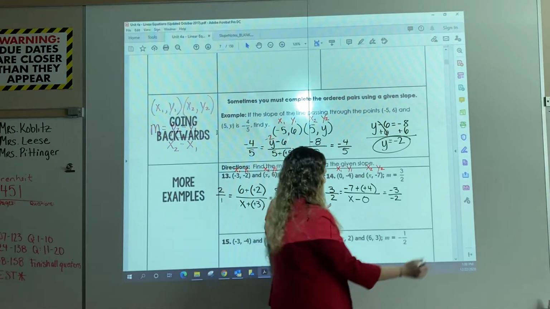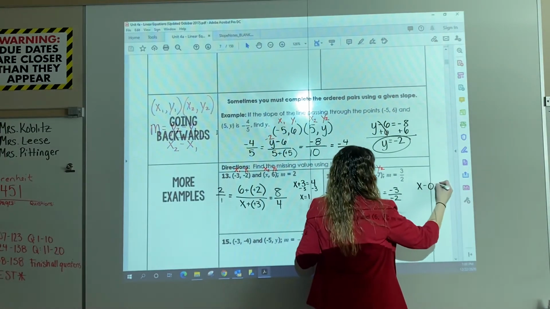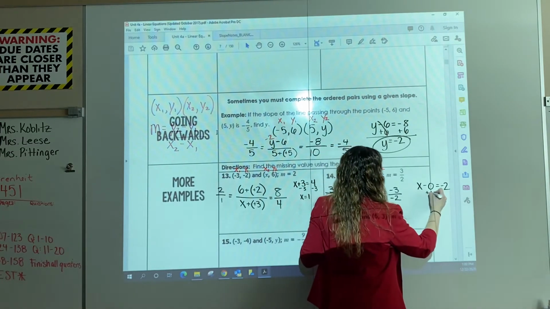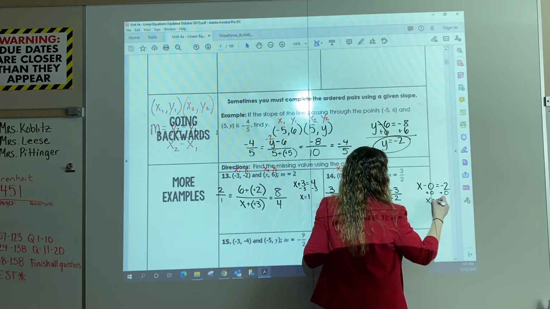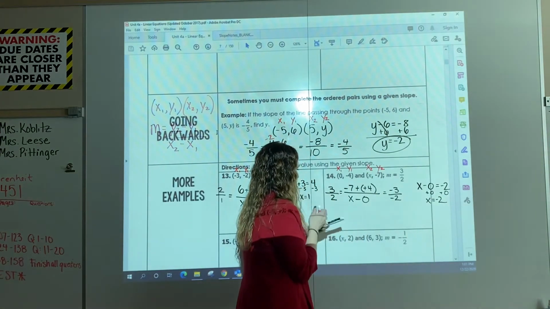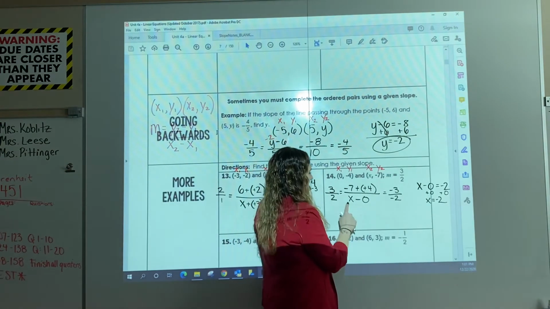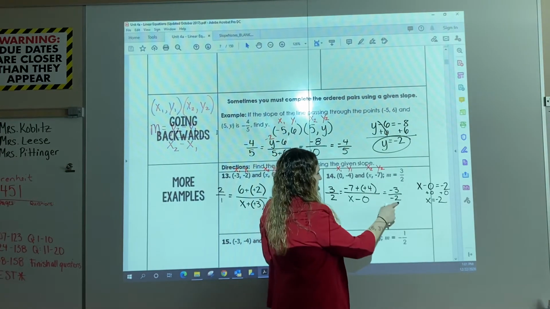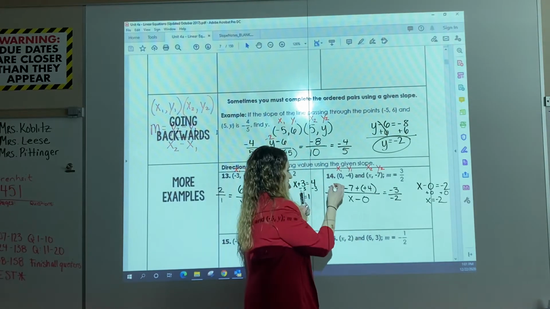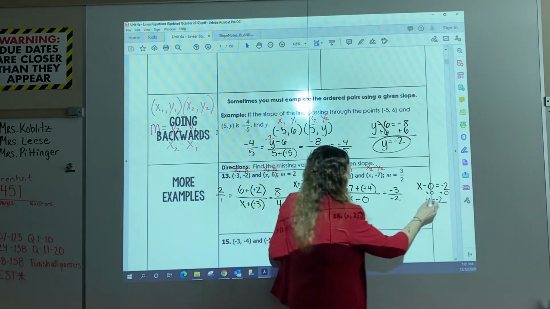Let's see if we're right. x minus 0 equals negative 2. Yep, we can add 0. Doesn't change anything. So let's see if that would work. We have negative 2 minus 0. That would give me negative 2. A negative divided by a negative gives me a positive 3/2. So my x is going to be negative 2.